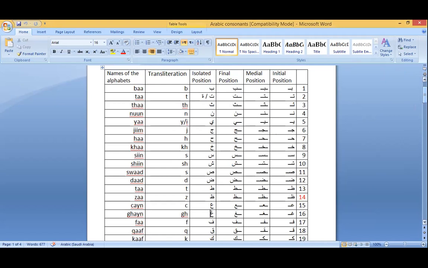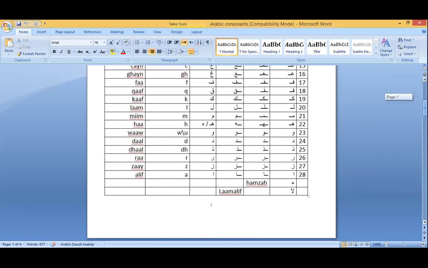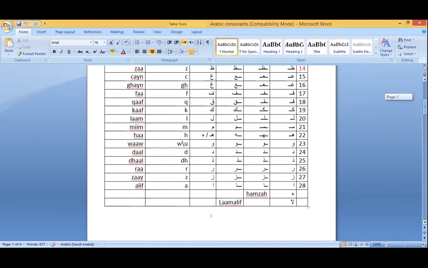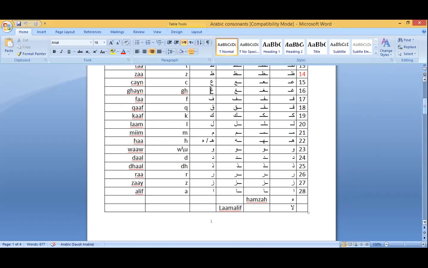So make sure you practice those ones we mentioned, so that we get the pronunciation of those letters correctly. They are totally different in Arabic. They are different in both pronunciation and the shapes. Now we are done with the 28 letters in their isolated position.